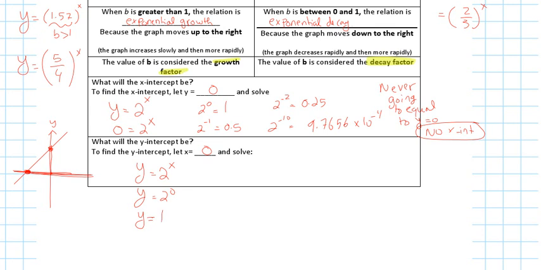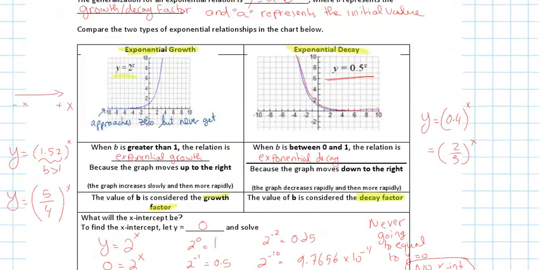Even for my other equation, which is 0.5 to the power of x, if I plug in 0 for x, that equals 1 as well. Okay? So my y-intercept for both cases is 1. So if I go back here, this is my y-intercept, and it's 1. And my y-intercept here is here, and it's 1 for both. Are we okay with that?